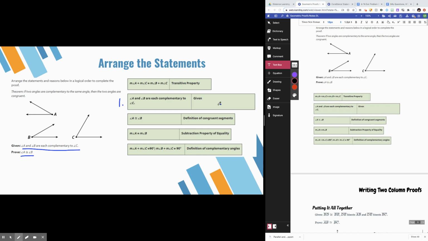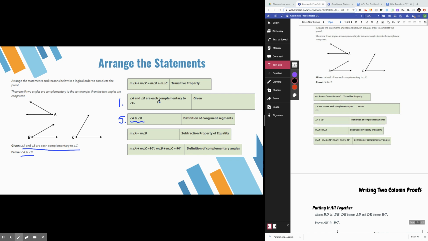Okay, another easy one to pick out is the prove statement, because that always has to be your very last statement, right? So I want to look for the one that matches the proof statement, which is right here. So that's got to be statement number 5. Okay, so now what I'm going to do is go back to number 1 and then put the rest of these in the correct order.